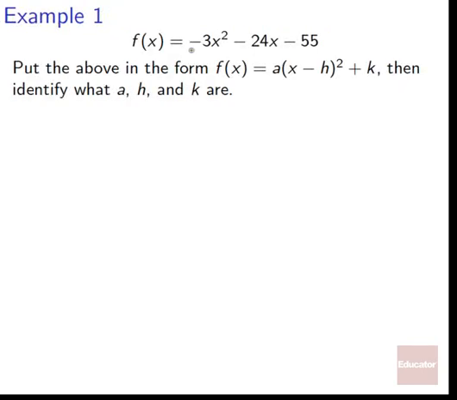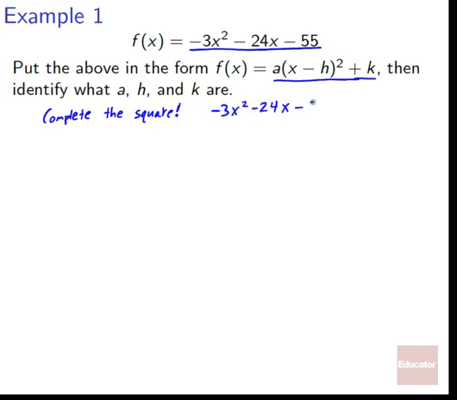So we've got this polynomial, f of x equals negative 3x squared minus 24x minus 55, and we want to put this in the form a times (x minus h) squared plus k, and identify what a, h, and k are. So how do we do this? We have to complete the square on our polynomial, negative 3x squared minus 24x minus 55.